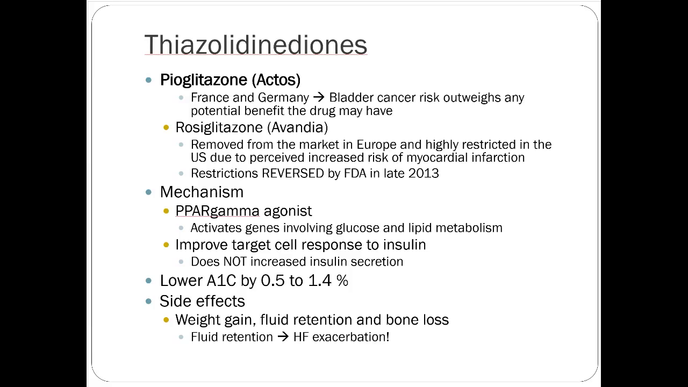All right, thiazolidinedione, that's a mouthful of a drug class, or TZDs. There's really only one on the market now. It's called pioglitazone, or Actos is the brand name. There's a bit of controversy behind this medication, and its cousin, rosiglitazone, or Avandia, was on the market for a while. It was removed due to perceived increased risk of myocardial infarction. However, this restriction was reversed by the FDA in late 2013. I'm not sure if they put it back on the market or figured it was a lost cause at this point.